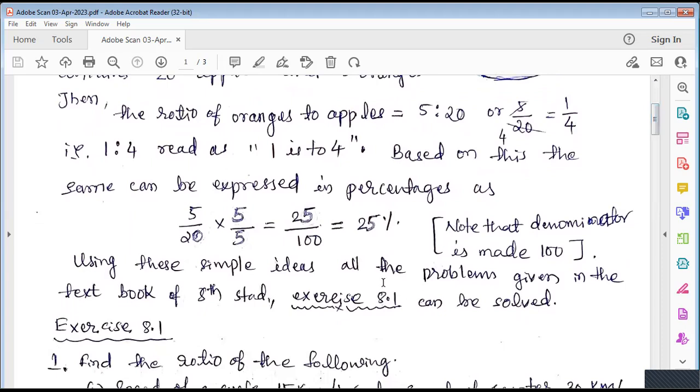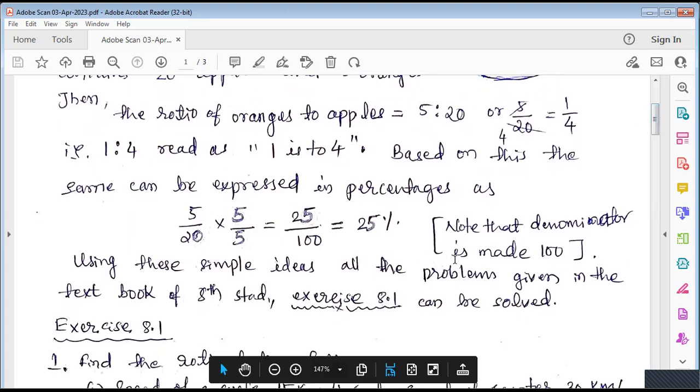So in this way, mathematics helps us to compare the quantities which are present in a container. Using this simple idea, all the problems given in the 8th standard textbook, exercise 8.1, can be solved. And this textbook is a CBSE textbook, and the same book is adopted by the State Board of Karnataka. So this topic is useful for CBSE students as well as the State Board students.